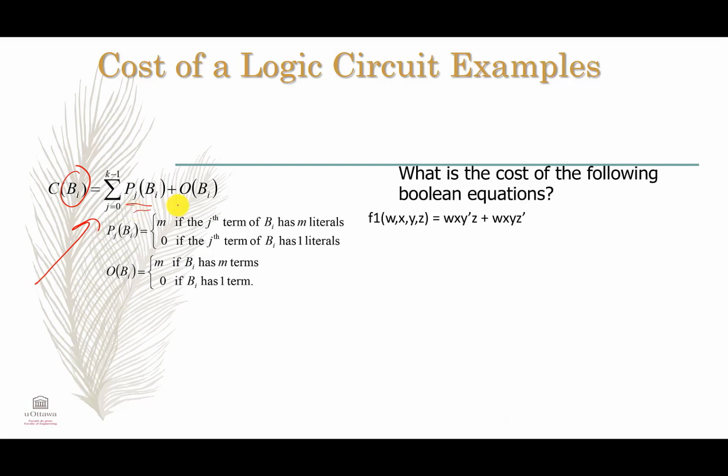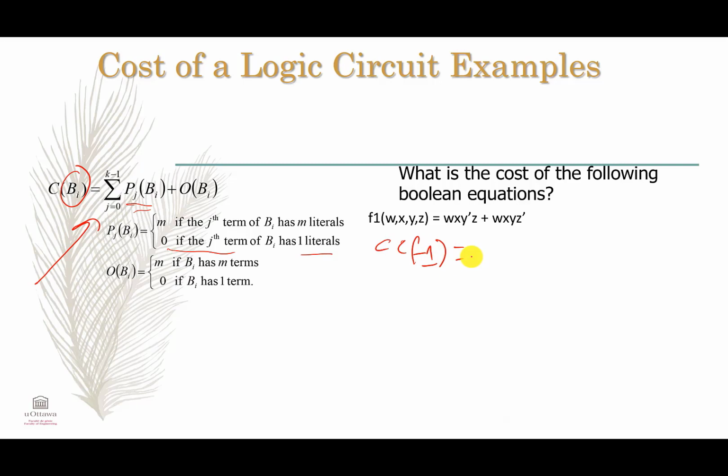And similarly, we look at each term and see how many literals per each term. If it's just one literal, then the cost to implement that term will be 0 because it's simply a wire. But if the term has more than one literal, then the cost to implement that term will be the number of literals. So let's take a look at this function. What will be the cost to implement function f1, according to this equation?